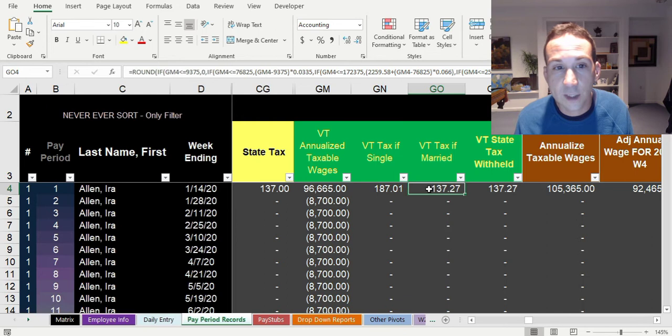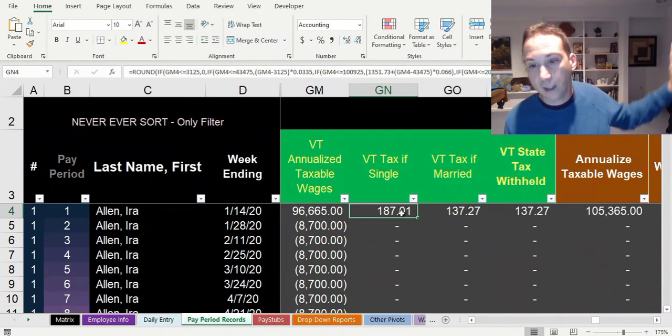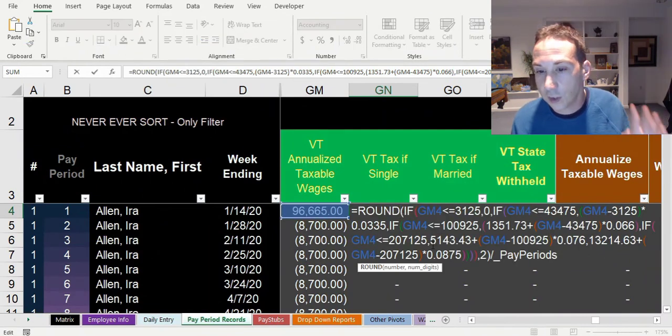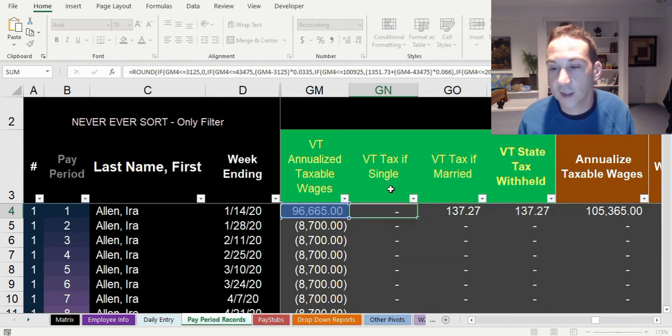You then have two different formulas that you could potentially run here. One for if you're single and one for if you're married. So what you can do here is a nested if formula. You're saying if the wages are less than 3,125, there's no tax. If the wages are less than 43,475, take the taxable gross, subtract out 3,125, and multiply 3.35% times the remainder. It's just this nested if formula.